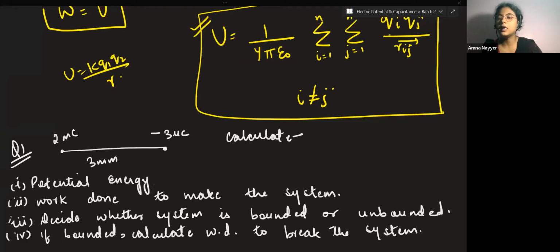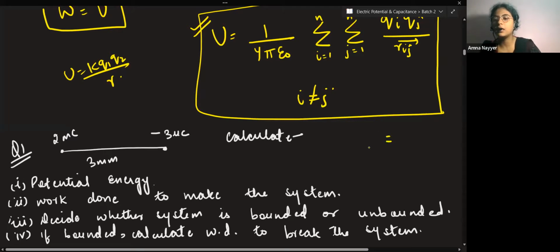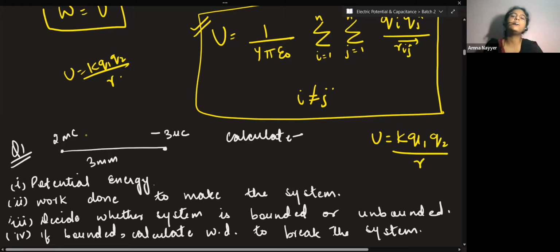Potential energy. The general formula of potential energy between 2 point charges is what? K, where K is 9 into 10 to the power 9, Q1, the first charge, Q2, the other charge, divided by R, the separation between the two charges. So quickly send the answer of the first part, all of you.